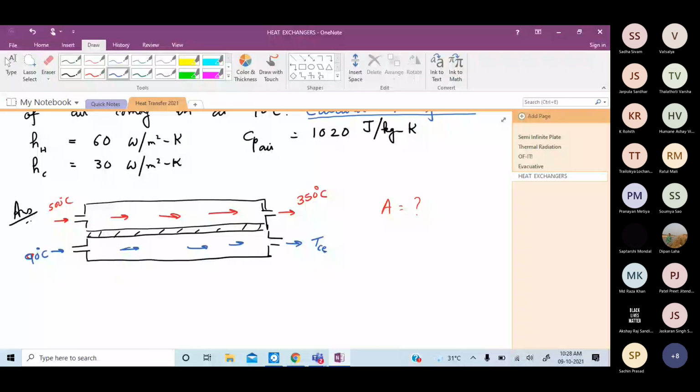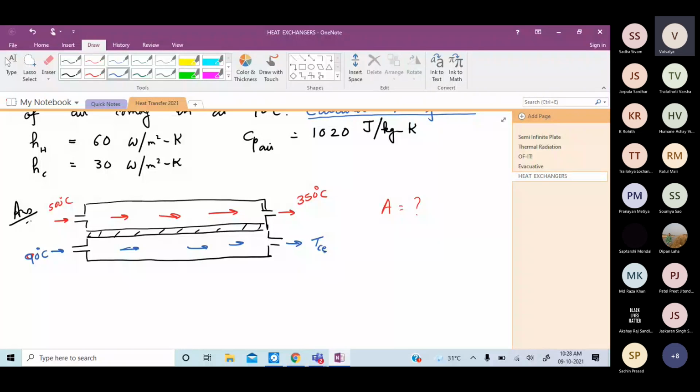Okay, 5 minutes done. Of course, someone please tell me how you would solve it. Even if you don't have the final answer, how would you solve it? Somebody should be able to answer.